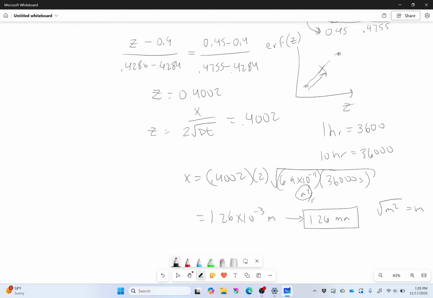We've used our error function to find the value of z, and from that we're able to find the distance within my alloy where this carbon content had dropped to this point.